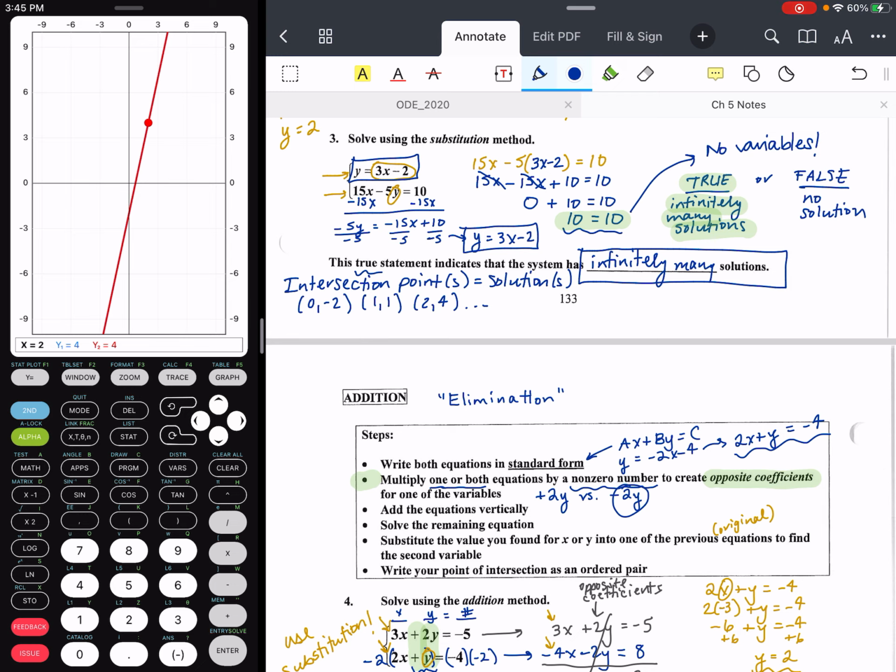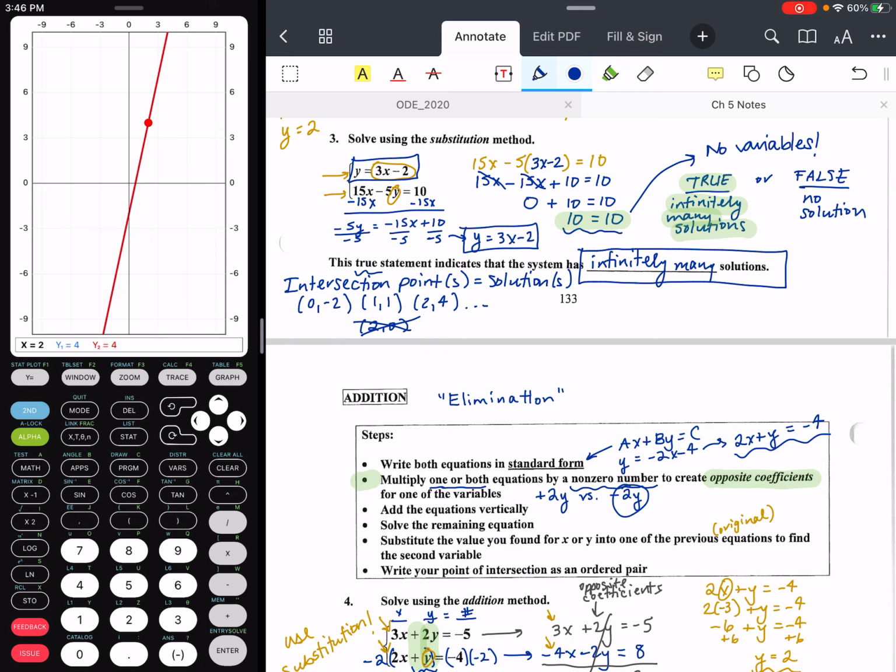It's not enough to say any real number is a solution or any point is a solution, because, for example, they don't intersect at 2, 0, right? That would not be a solution. So it's not that they intersect all over the place at any point, but any point that falls on that same identical line is a solution to the system of equations.